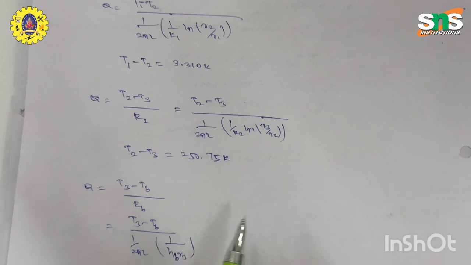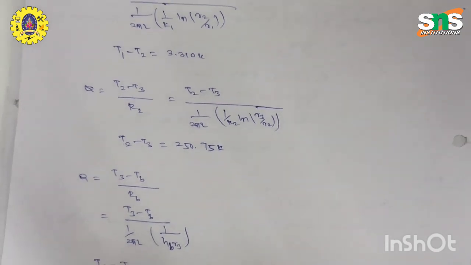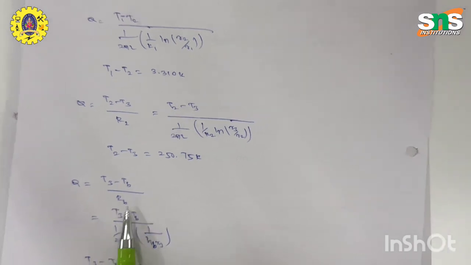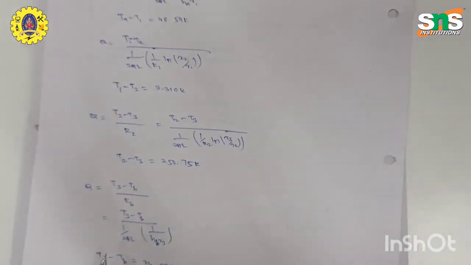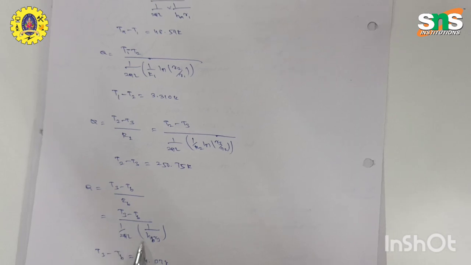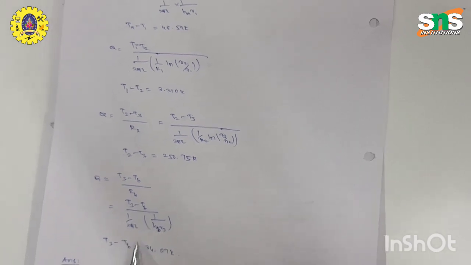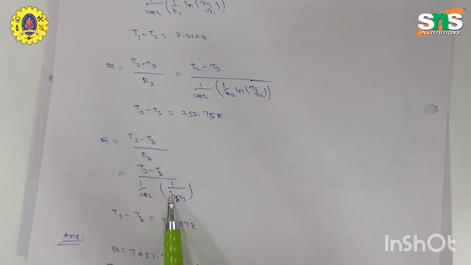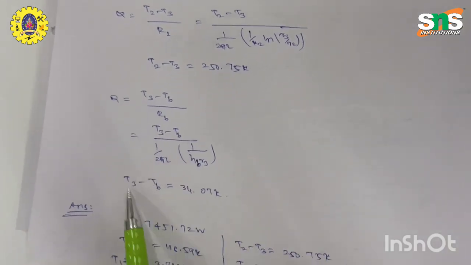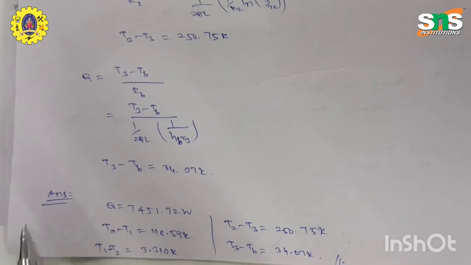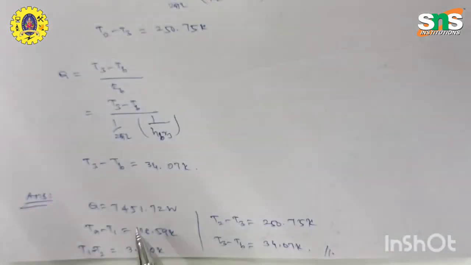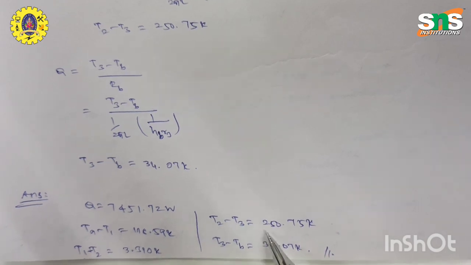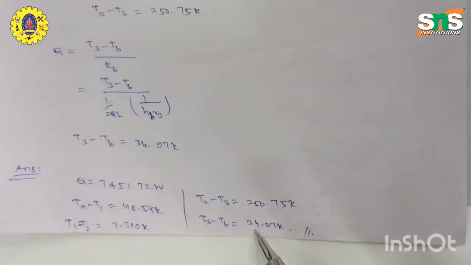And similarly, we need to find the intermediate temperature drop T3 minus TB for the outside part. We substitute these heat transfer values and RB, the resistance of the last part. This is the RB value, 1 by 2 pi L into 1 by HB R3. Substituting all these values in this equation, we get T3 minus TB. So in the final answer we get Q and all the intermediate temperature drops TA minus T1, T1 minus T2, T2 minus T3 and T3 minus TB. Thank you.